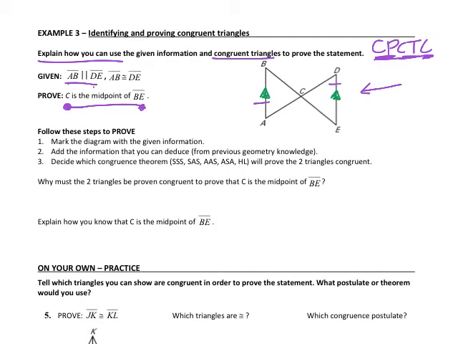AB is congruent to DE. And what are some other things in the diagram that you can tell are congruent? Well, right here I can tell that these angles are vertical. And we know that vertical angles are congruent, so let's go ahead and put a couple of marks on there.